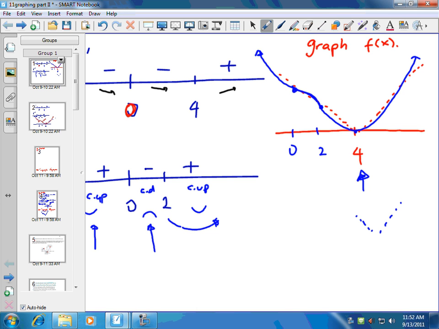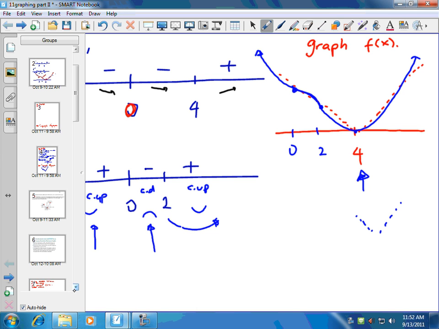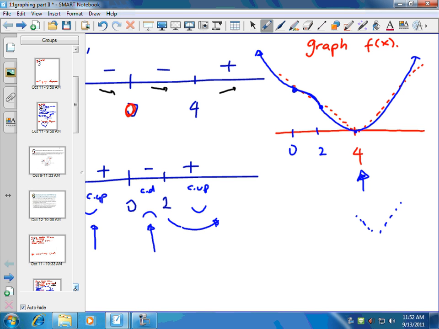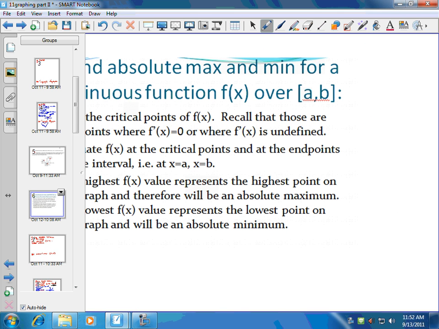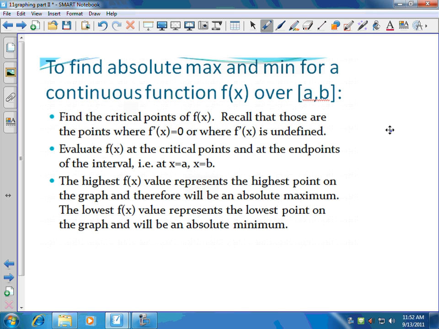Okay, the next thing I'd like to do, before we go and look at the graphs of rational functions, is one more topic that we need to discuss in this section, and that is finding the absolute maximum and the absolute minimum of a function. We know how to find local max and local min. We take the derivative and set it equal to 0, and we do a sign chart. If you have a situation like this, you have a maximum. If you have a situation like this, at this point, you have a minimum.